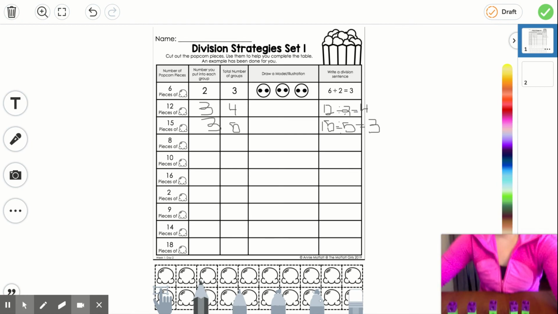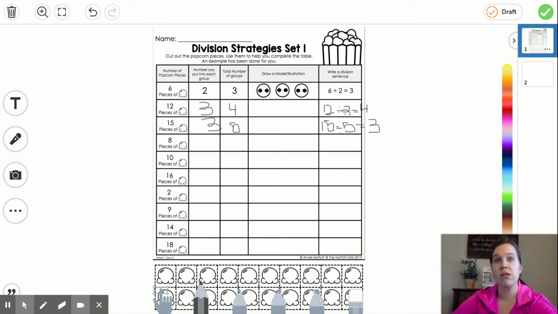So you would have continued that strategy all the way through the worksheet. That's why they give you the little popcorn manipulatives down there at the bottom. So if you have a pair of scissors at home, you could have cut it up and then moved them around on your table like I did with my Unifix cubes, so that you can get a visual amount. So don't forget, you always start with your whole number. So your next one, you're going to start with 8. And then you want to take the 8 popcorn pieces and put them into equal groups, and then you're going to record it.